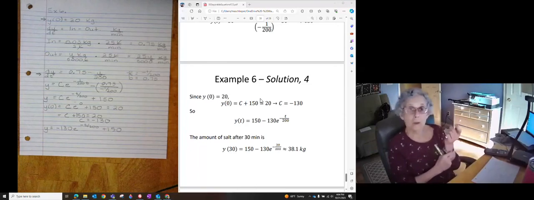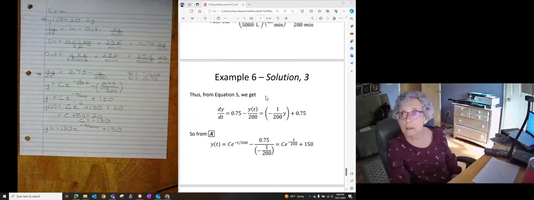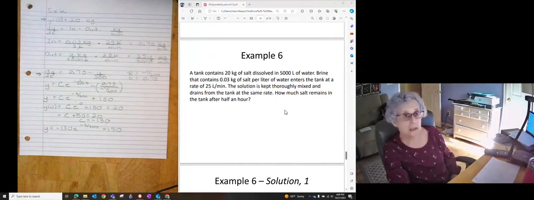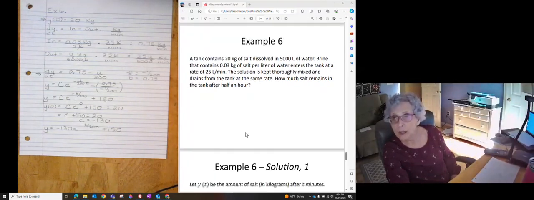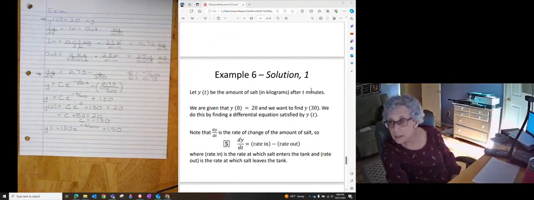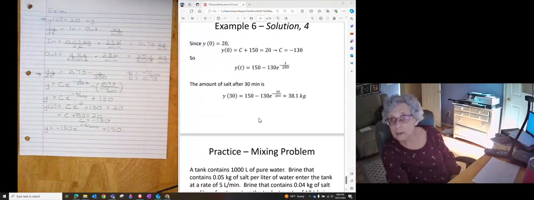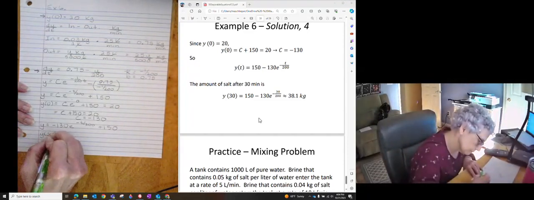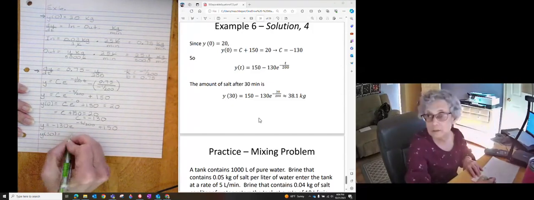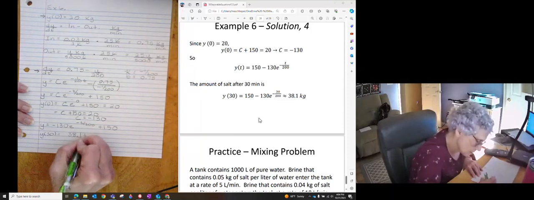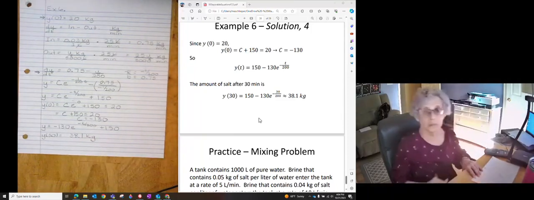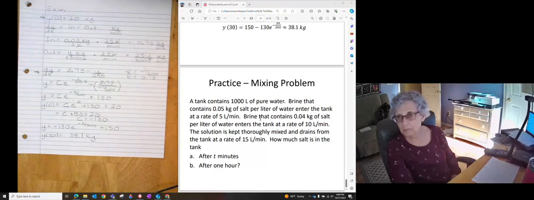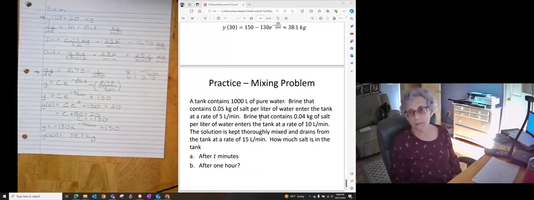And now I need to answer my question that I had at the very beginning of the problem, which was how much salt remains in the tank after half an hour. And since this is in minutes, I need to do y of 30. And it gives me about 38.1 kilograms. Fun stuff. Give this one a try.